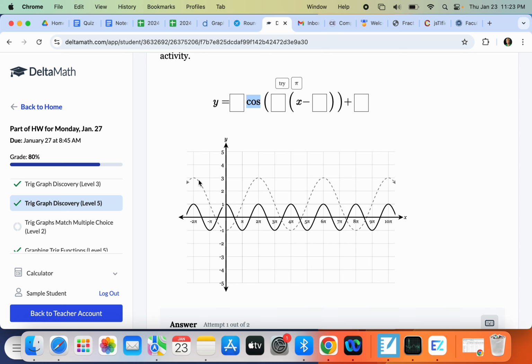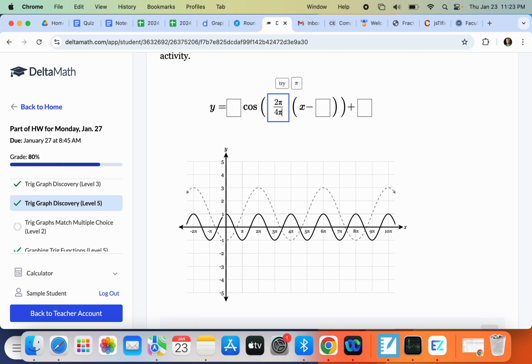So I'm going to look at from any high to high. Let's start at 2 pi. I just see this one right here starting up from 2 pi, and it lasts until 6 pi. So 2 pi to 6 pi is 4 pi. So I'm going to go 2 pi over 4 pi. Better to call it 1/2, but I'm just trying to be very literal so you see it.